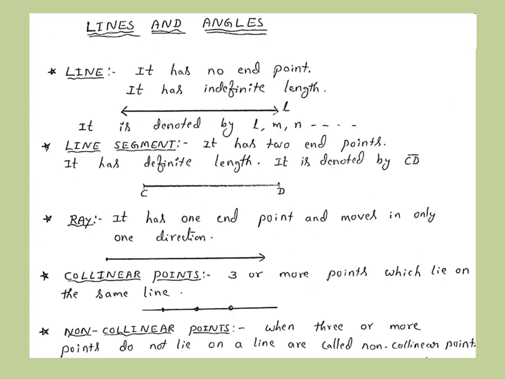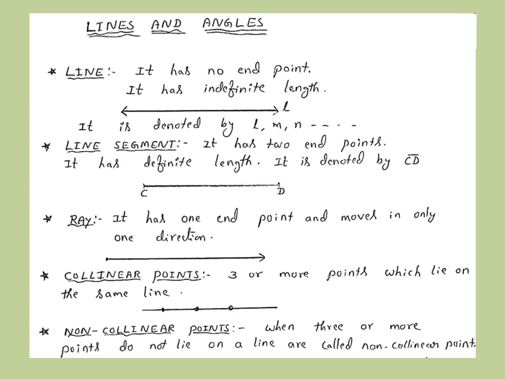When we draw the line above that, if I draw CD, then CD, you have to draw a line above that. Ray: it has one end point and moves in only one direction. The best example is sun rays; the sun is the starting point and it moves only in one direction. Collinear points: three or more points which lie on the same line are called collinear points.